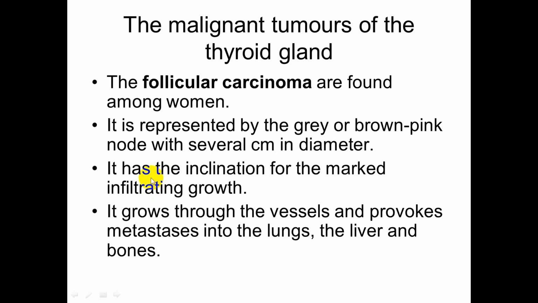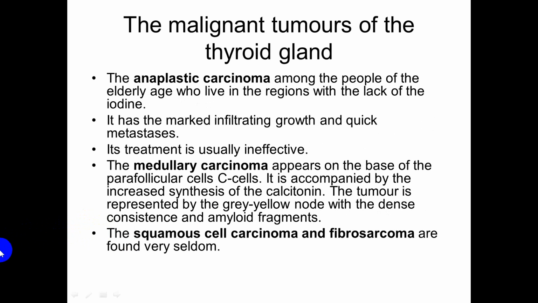The malignant tumor of the thyroid gland, the follicular carcinoma, is found among women. It is represented by a gray or brown-pink node several centimeters in diameter. It has an inclination for marked infiltrating growth. It grows through the vessels and provokes metastasis into the lung, liver, and bones. Malignant tumors of the thyroid gland continue.